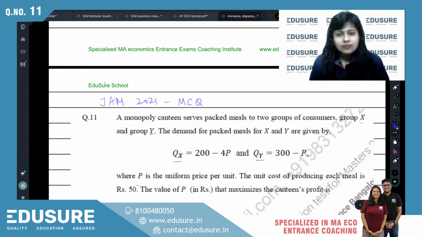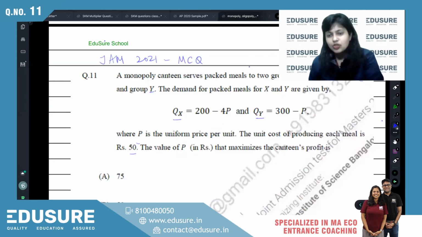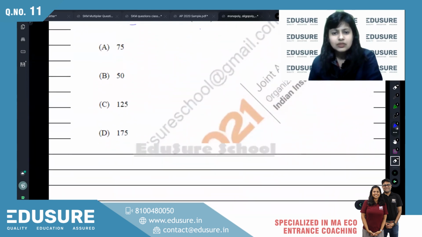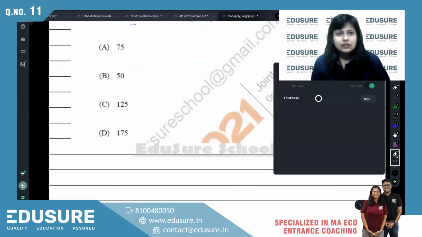The unit cost of producing each meal is 50. What is the value of P that maximizes the canteen's profit? Do this one. So this is a non-discriminating monopolist. I'll just write it here. This is a lambda question, so I'm just going to do it here.